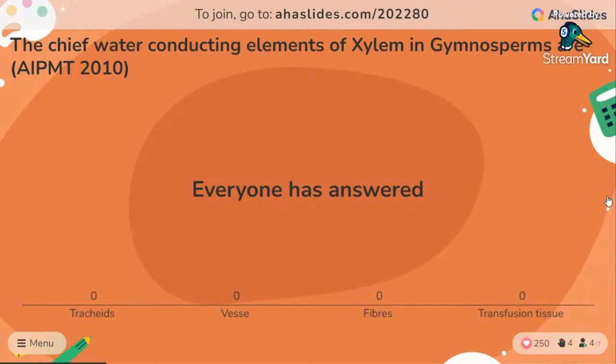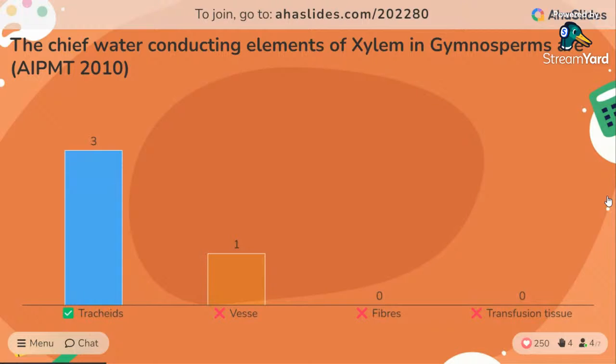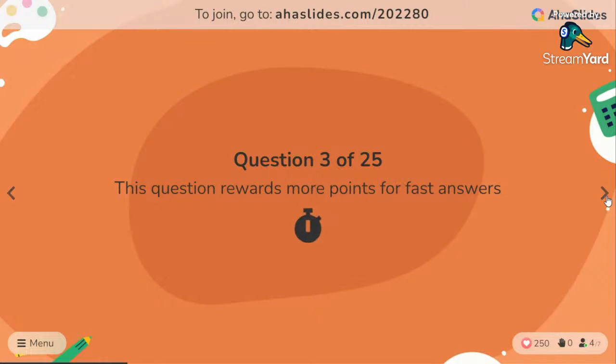The answer for the question on your screen is tracheids. So tracheids are the major water conducting elements of xylem in gymnosperms, whereas in angiosperms, both tracheids and vessels contribute to the conduction together. Let's move on to question number 3 on your screens right now.